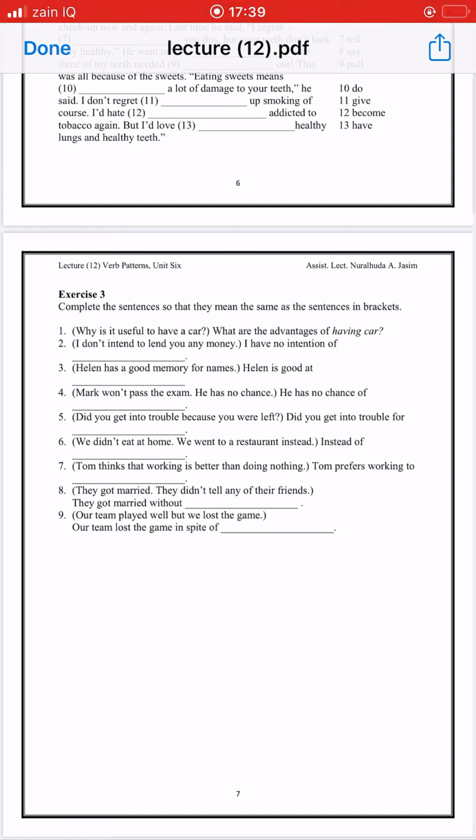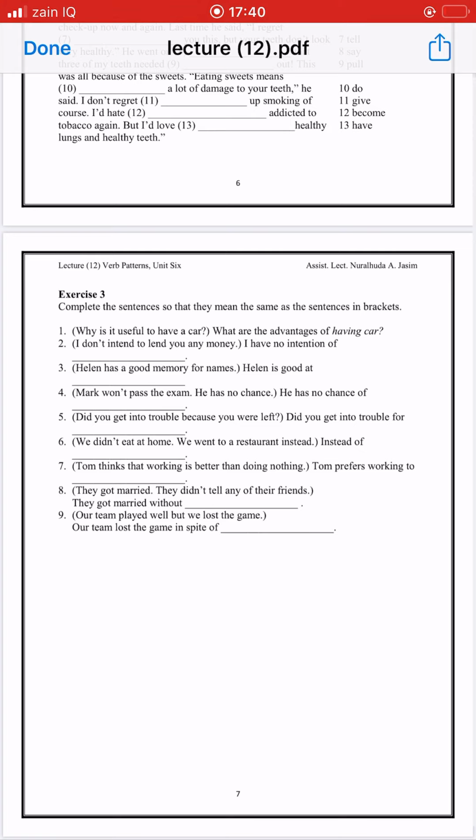Helen has a good memory for names. Helen is good at remembering names. Number 4. Mark won't pass the exam. He has no chance of passing the exam. Did you get into trouble because you were late? We didn't eat at home. We went to a restaurant instead of eating at home.